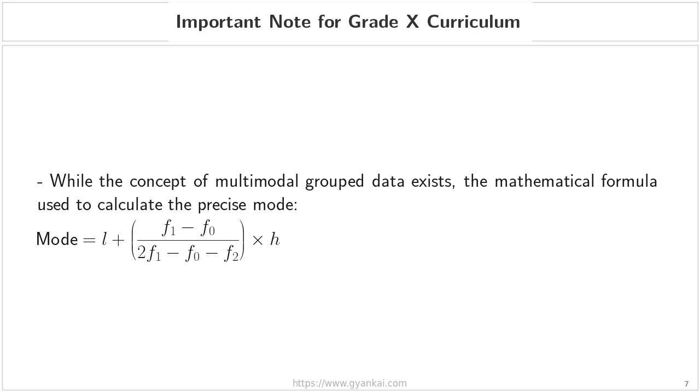Important note for Grade X curriculum. Now, before we move on to some common pitfalls, I need to clarify an important technical point regarding grouped data. As we discussed in the previous slide, it is theoretically possible to have more than one modal class in a grouped frequency distribution. However, when we look at the specific mathematical formula used to calculate the precise mode, which is mode equals L plus the quantity (f1 minus f0) over (2 f1 minus f0 minus f2), multiplied by h.